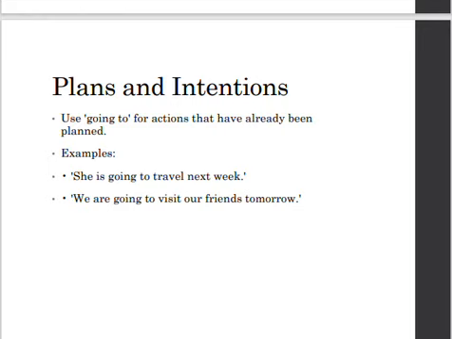Another example could be, "We are going to visit our friends tomorrow." In this case, we already made the decision, and it's a part of our plan.